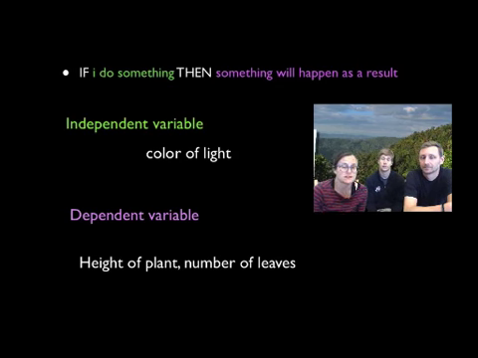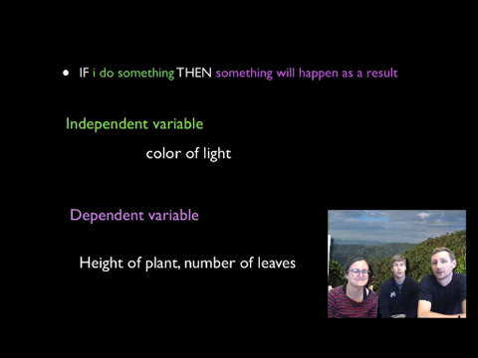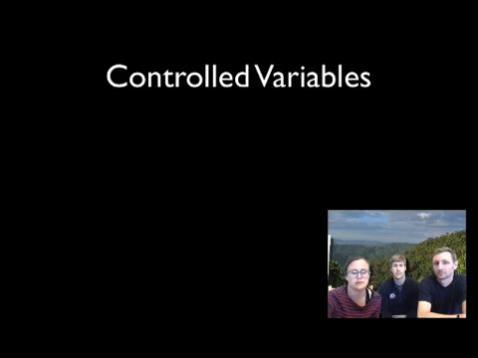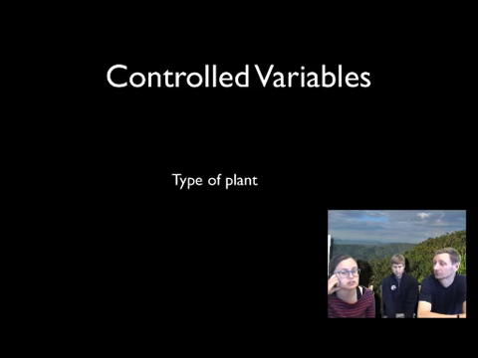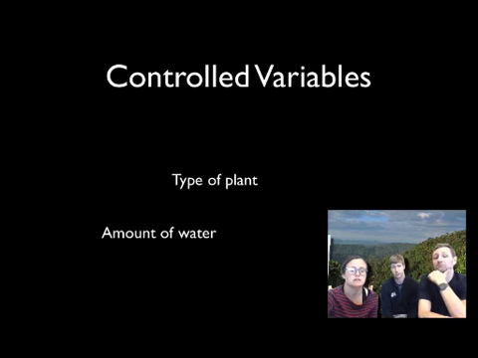But there are other things that can affect how a plant grows. So these other variables are things that you want to keep the same. So you keep them the same because you want your independent variable, in this case the color of light, to be the only thing that you change. So we're going to show you some examples of some controlled variables. So the first thing that we could talk about is the type of plant. We want to make sure that in all of our experiments we have the same type of plant.